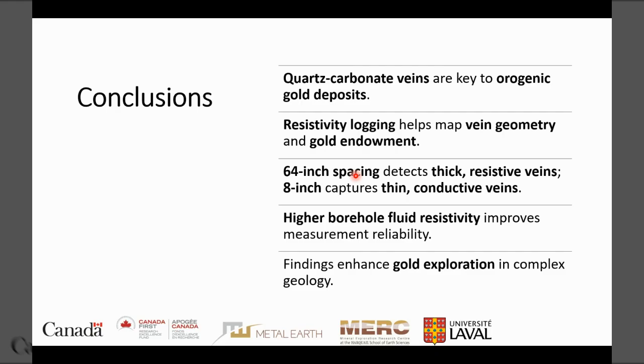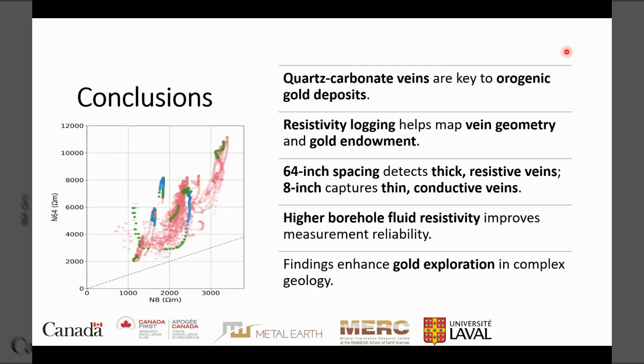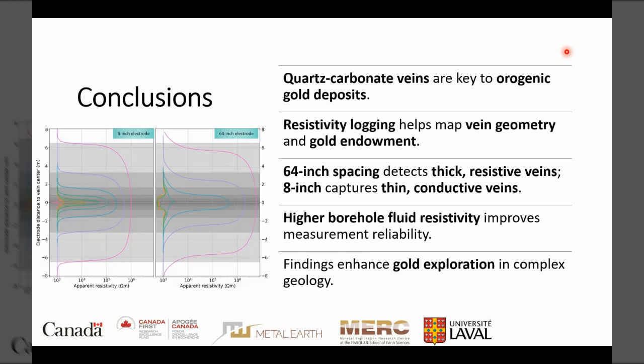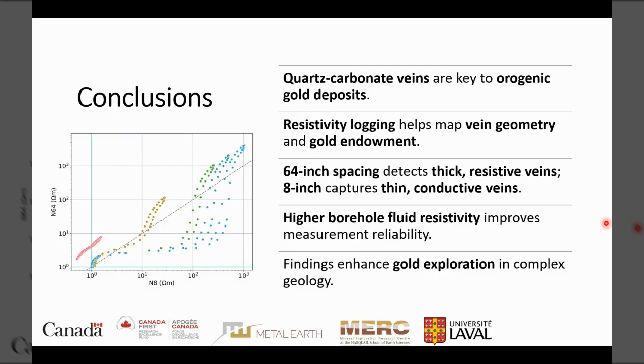So in conclusion, we saw that the quartz carbonate veins have an important role in detection of gold deposits. We saw that resistivity logging can help us map the vein geometry and gold endowment. We saw that the 64-inch electrode is best suited for thick and resistive veins. However, the 8-inch and smaller electrode spacings are better suited for thin and conductive veins. We saw how borehole fluid resistivity can really shift our data, so it's important to measure it. And we saw that our results can help us enhance gold exploration in complex geologies.